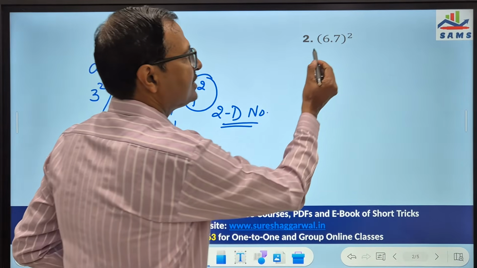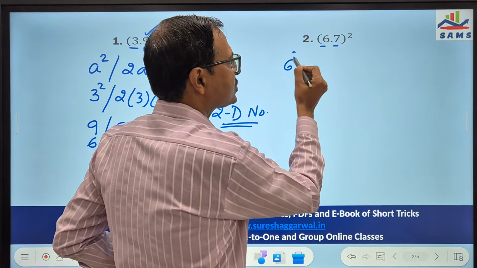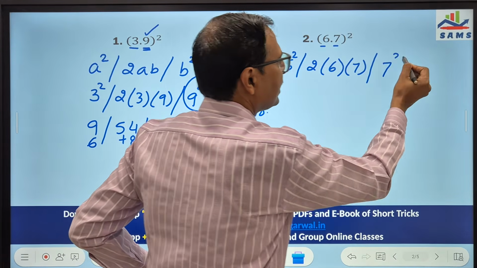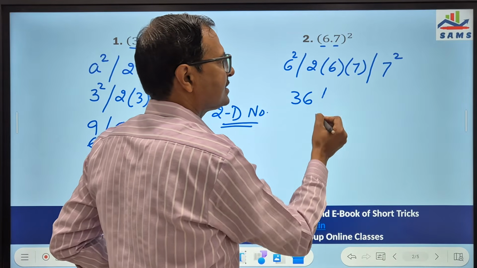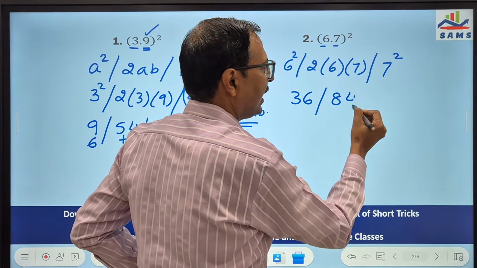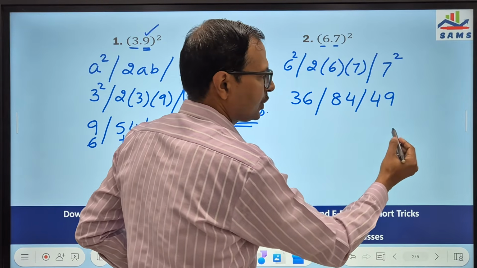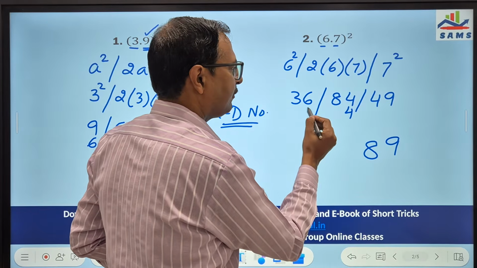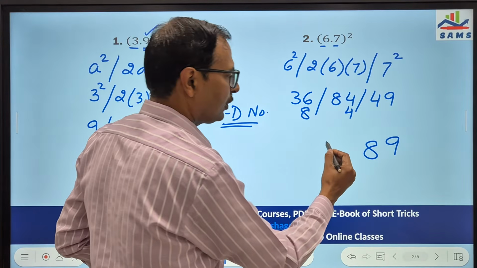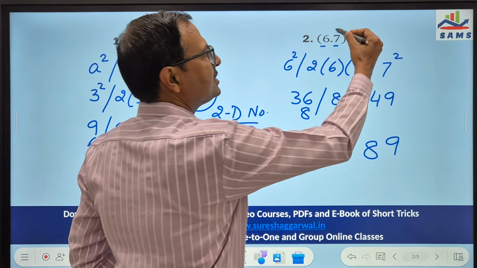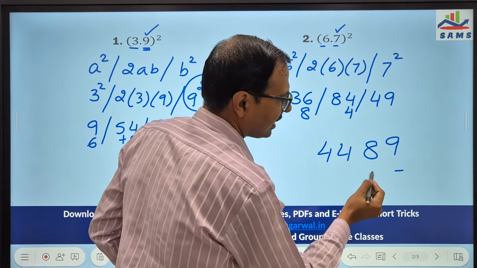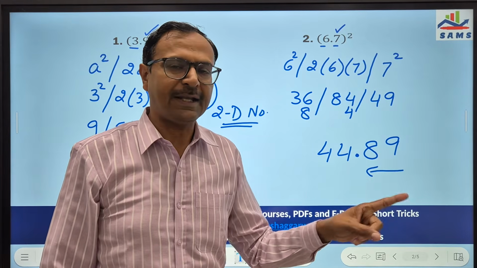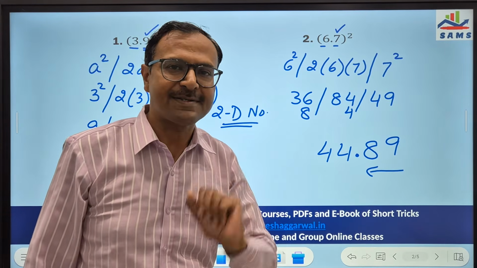Here you can see 6 and 7. So I need a 6 square, then twice of 6 times 7, and then a 7 square. So this is 36, and this is 12 7s are 84, and finally the 49 here. So retain the 9, carry forward the 4, so 88 means 8, carry forward the 8, so this becomes 44, so 4489, and one digit after decimal means 2 digits after decimal in the answer, that is the square. So 44.89 is the square of 6.7.